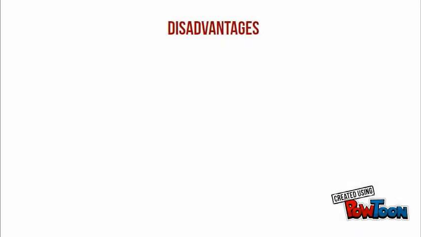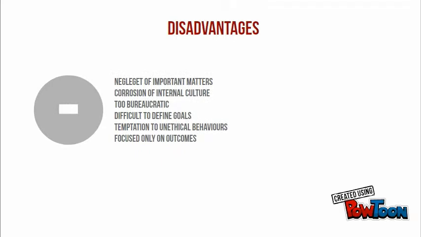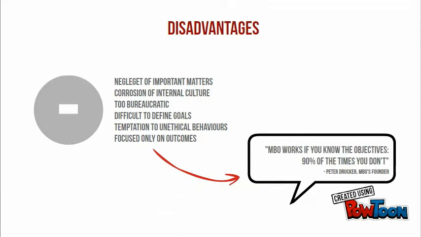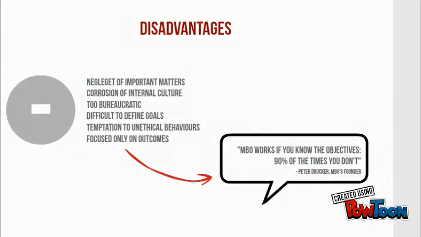However, MBO also has some disadvantages, such as employees neglecting important matters not included in their goals list, corrosion of the workplace's internal culture, being too bureaucratic, difficulty in defining objectives, temptation to indulge in unethical behaviors, and focus only on outcome goals. Despite its huge potential, even MBO's founder declares that MBO is not a great cure for management inefficiency since it only works when the goals are known, yet 90% of the time they are not.